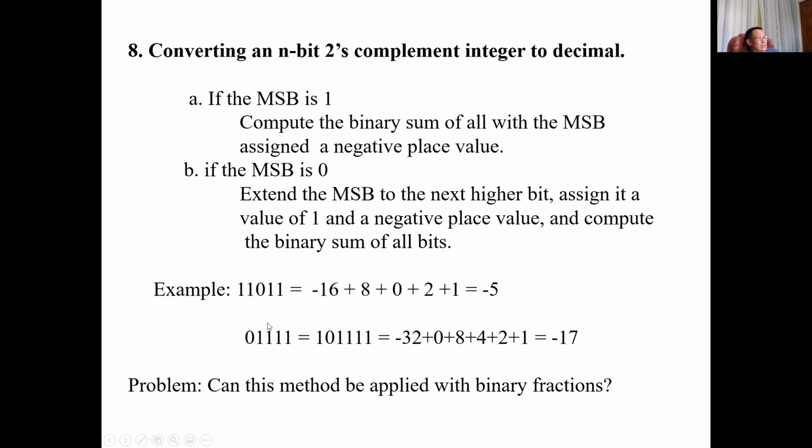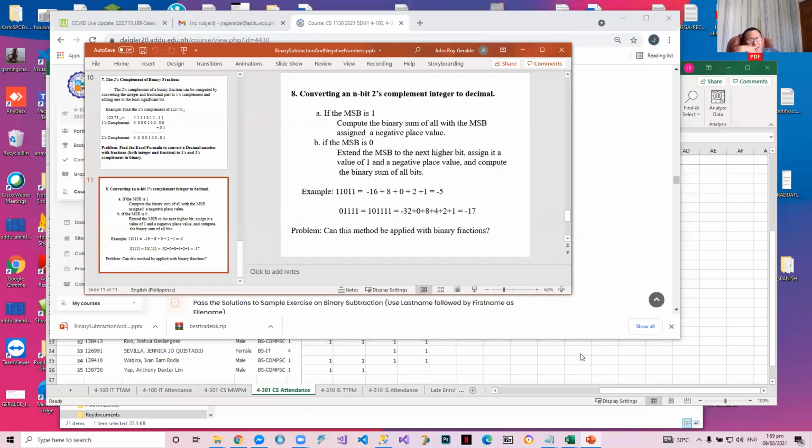Okay, for example, what if the MSB is 0? You extend it one more bit and assign it a value of 1 and compute using the same process. For example, in this case, we have 0 as the MSB. Now, when you have 2's complement, no, the leading symbols are not erased. You follow, you do not erase this. The leading symbols, even trailing symbols, you do not erase because this does not mean they are insignificant. Okay? You extend it one more time and assign it a 1 and use the same process. So this is now 1, 0. And we have negative 32 plus 0 plus 8 plus 4 plus 2 plus 1. That's negative 17. Okay?